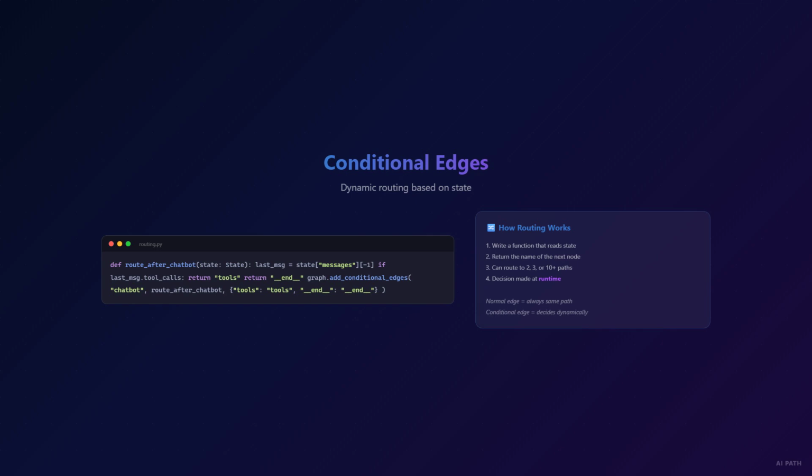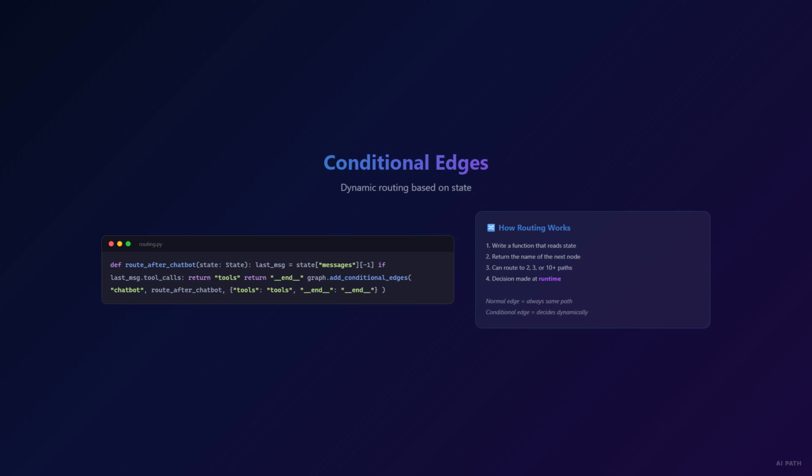A normal edge always goes to the same next node. But a conditional edge calls a function that looks at the state and decides where to go. Here's how it works. You write a routing function that takes the state and returns a string, the name of the next node. Then you use add_conditional_edges to wire it up.